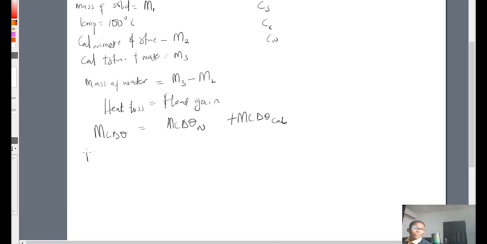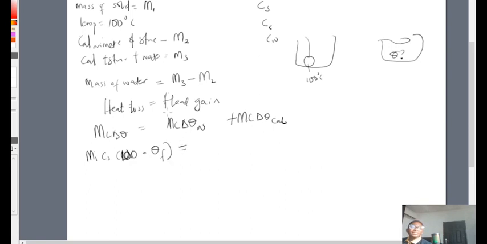So M is M1, multiplied by C of solid. The change in temperature will be 100, because the water was boiled, minus theta 2, but we don't know the new temperature. The new temperature will be the temperature when it enters the water. This was it before, when the solid was at 100 degrees Celsius. But when it entered the calorimeter, we don't know the temperature. That was the theta we are looking for. So minus theta final, that's the one that is losing heat, is equal to the ones that are getting it. Mass of the calorimeter plus stirrer, that's M2, right? The change in theta will be theta final minus theta 1, because theta final is bigger, but for the solid the first theta is bigger than its final.